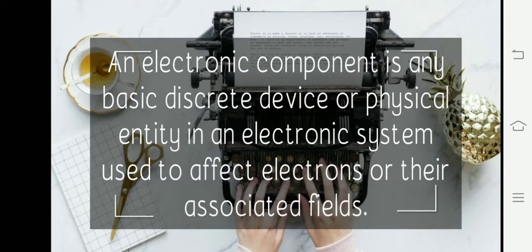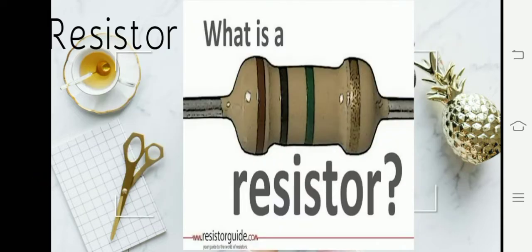Electronic components is any basic discrete device or physical entity in an electronic system used to affect electrons or their associated fields. So here are some examples of basic electronic components. Resistor. So what is a resistor?